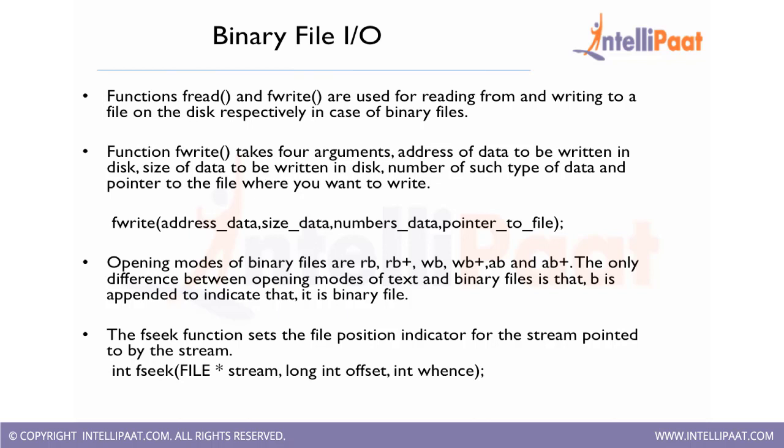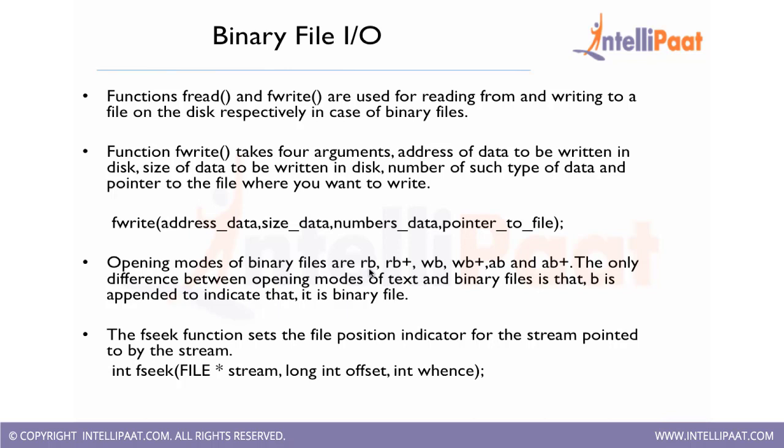So opening modes in a binary file are like this. These are the modes in which we can perform operations in the binary file: rb, rb+, wb, wb+, ab, ab+. The only difference between opening mode on a text and binary file is that b is appended to indicate that it is a binary file. So in the text file we have modes like r, r+, w, w+ and all. In binary mode we are appending a b to it.